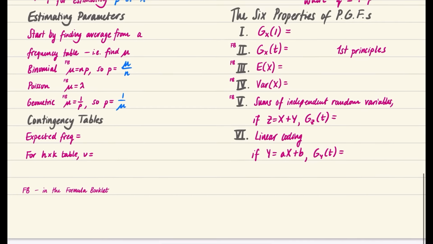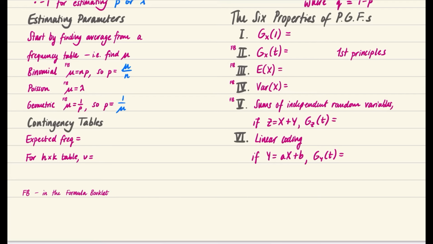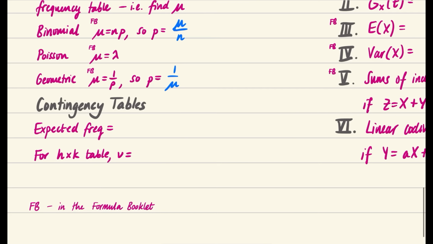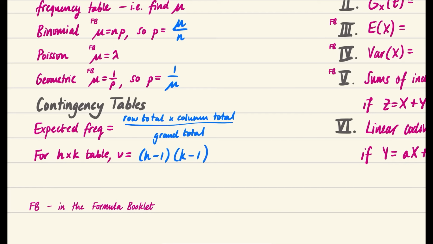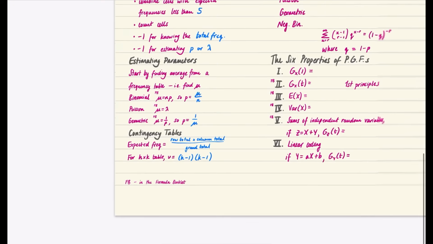If we have a contingency table, the expected frequency will probably make more sense with an example, but as a quick thing to memorize, it is our row total multiplied by our column total, and that gets divided by the overall total, which we call the grand total. If we have a contingency table with h rows and k columns, for the degrees of freedom you subtract 1 from the number of rows, subtract 1 from the number of columns, and multiply them together, and that gives you the total degrees of freedom.